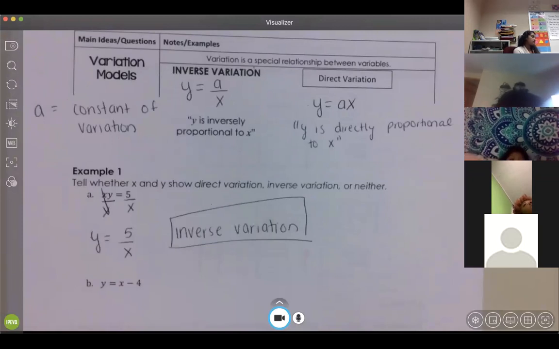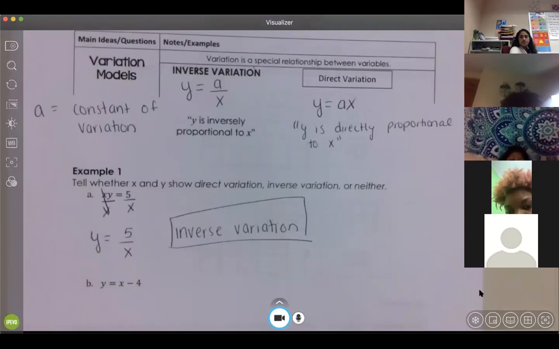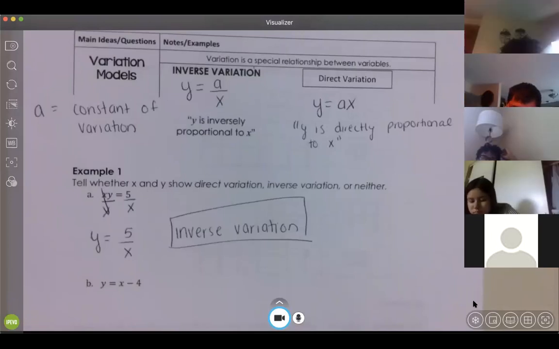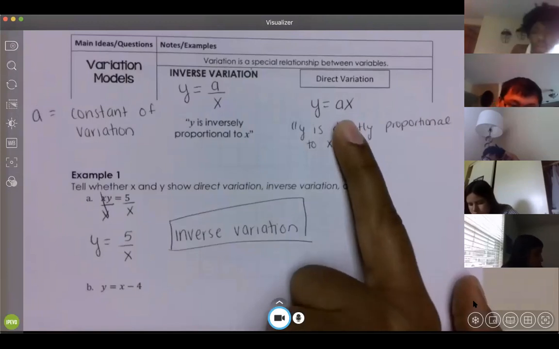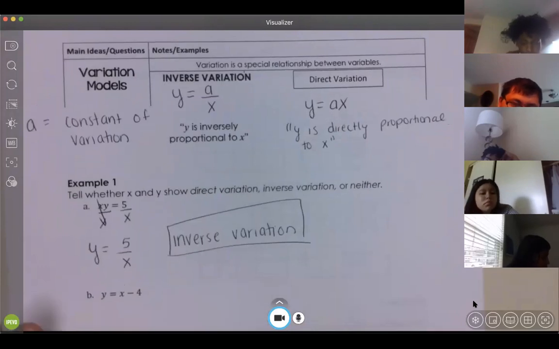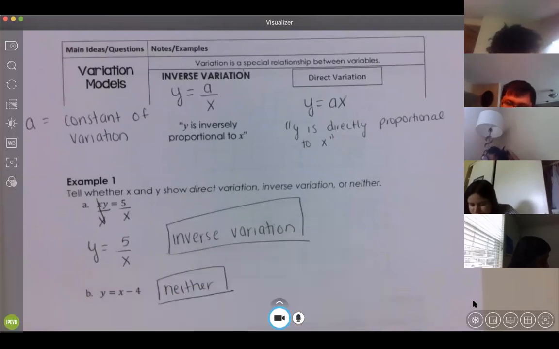So I'm going to go ahead and call on someone. What type of variation do you think y equals x minus 4 is? Let's go to Venus. Do you think this equation looks like inverse, direct, or neither? It looked like direct. Is it direct? I could see why you'd say direct, but do you see how in direct they're multiplied together? Oh, so neither. It's going to be neither because you can't have a minus sign in between. It has to be multiplication for it to be direct. So it's neither. Good.